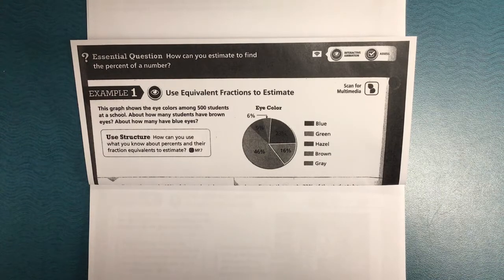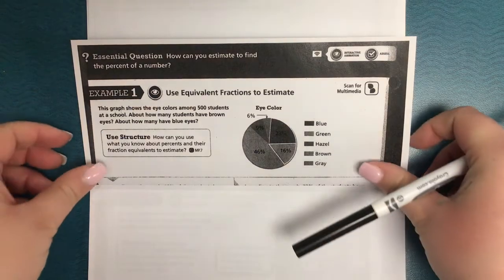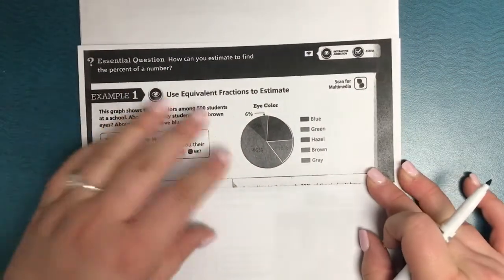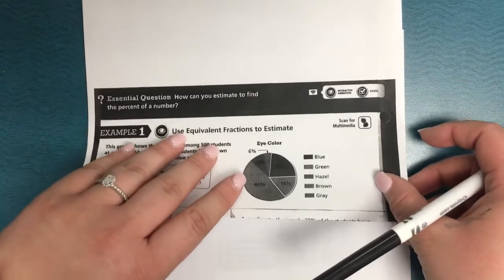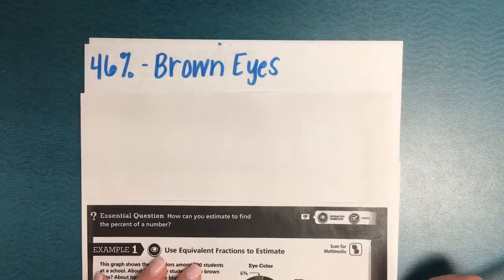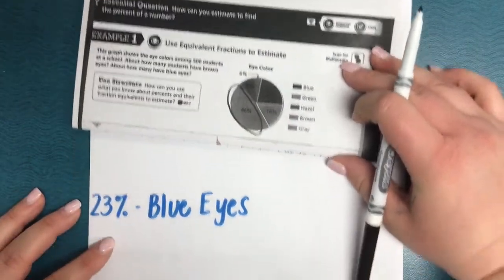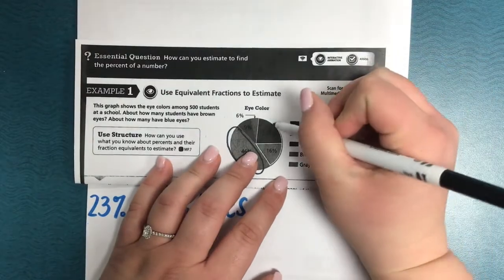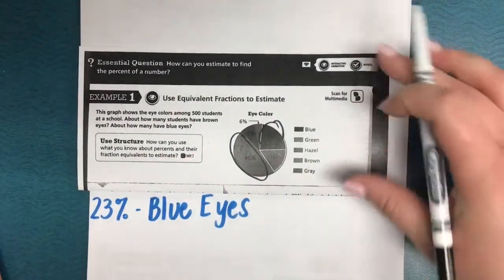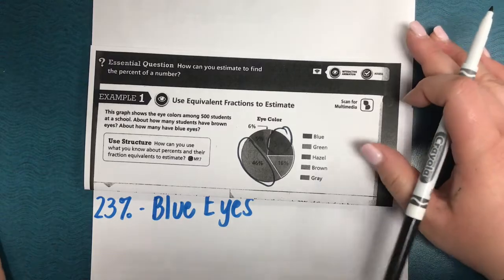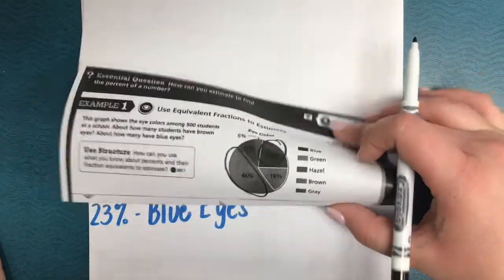Looking at this graph over here, we can't really see it in this picture because it's black and white, but the percentage of students that have brown eyes is 46%. So that's this section right here. And the percentage of students that have blue eyes is 23%, which is this section right here. Okay, so we're trying to figure out about how many students have brown eyes, about how many have blue eyes.